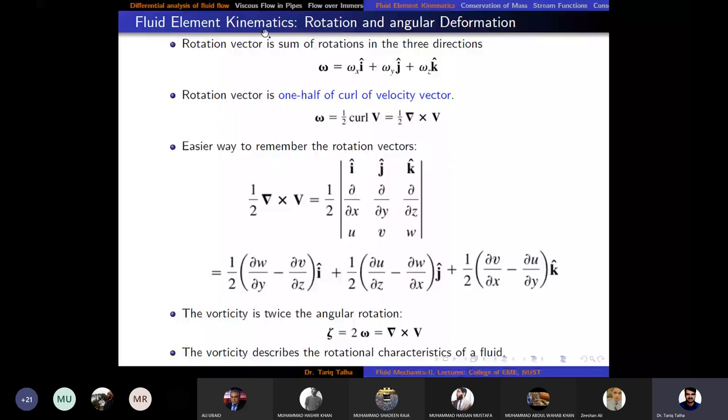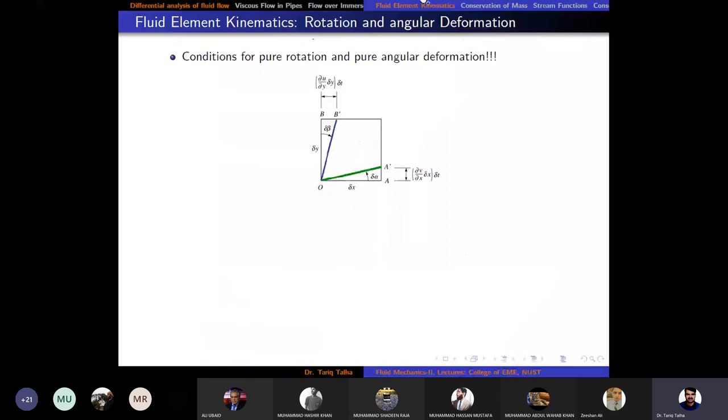One thing I forgot to mention, that vorticity, which is the characteristic of flow field, is twice the rotation vector. So it tells about the rotational characteristics of a fluid. So now we need to discuss pure rotation and pure angular deformation.